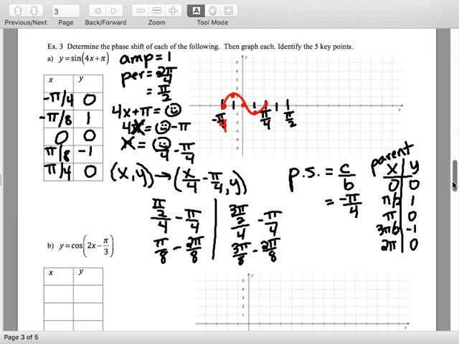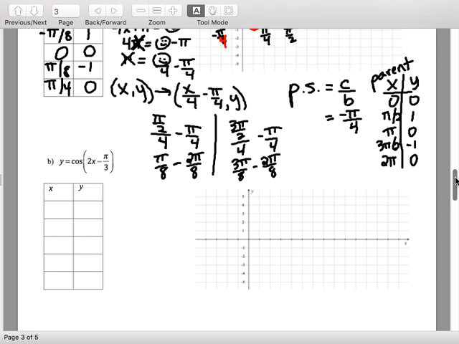All right, let's try to get the next one in, then we'll stop. So here we go, letter B. I've got an amplitude of 1. The period is going to be 2 pi divided by 2, which is pi. I have a phase shift. It's the C value divided by the B value, so that's pi over 6. Does everybody understand why I'm putting positive pi over 3 in for C? Yeah, because it's minus C. So you're always doing the opposite sign.